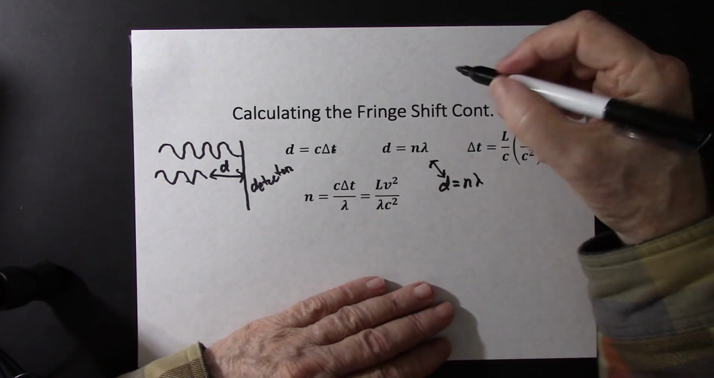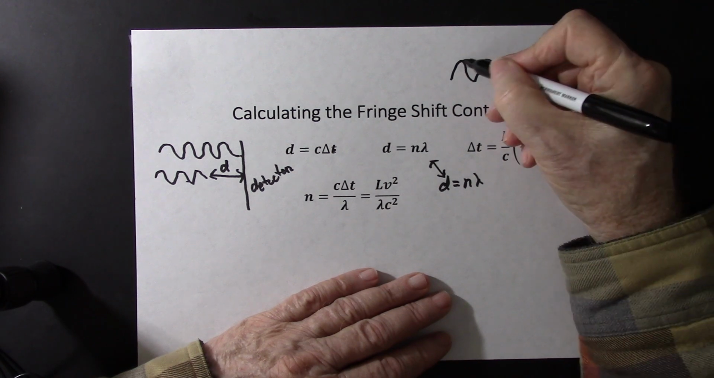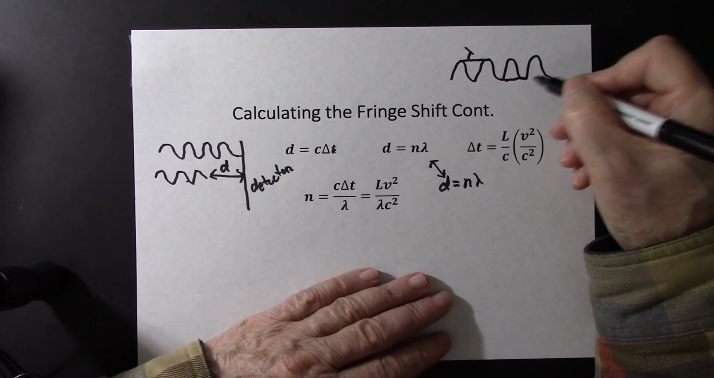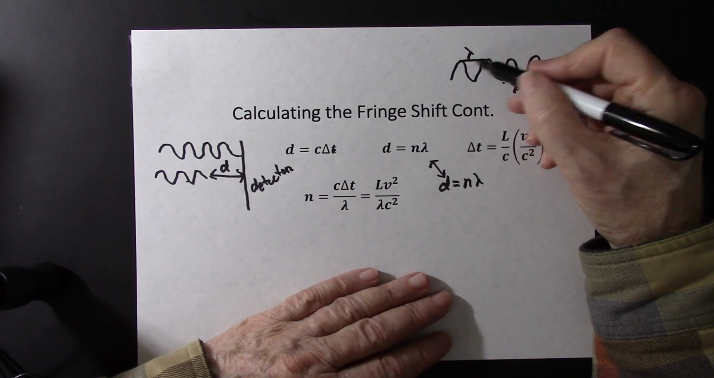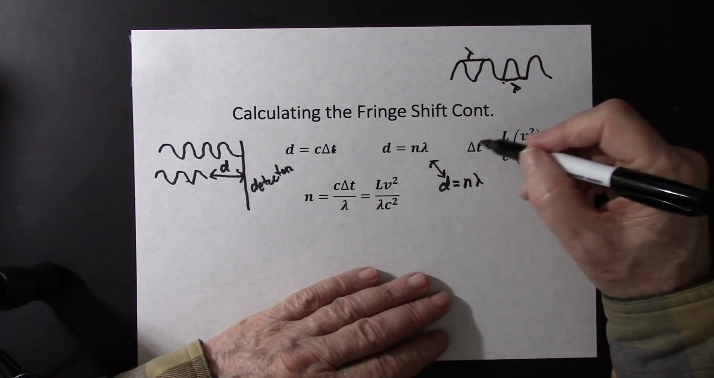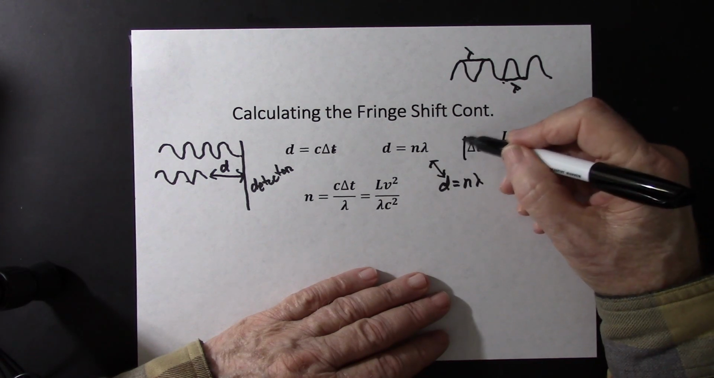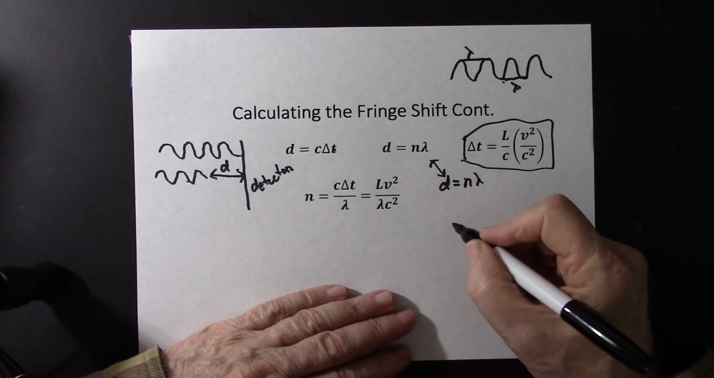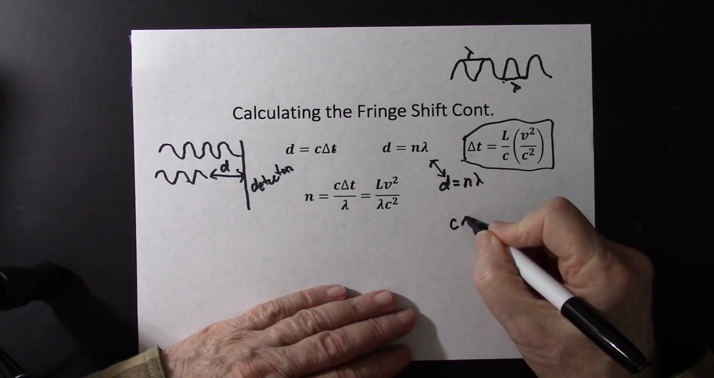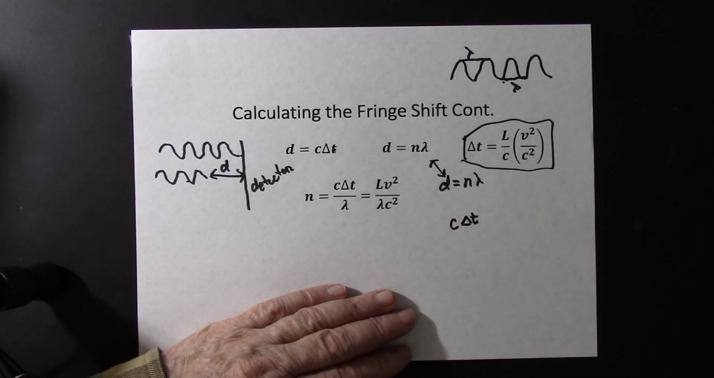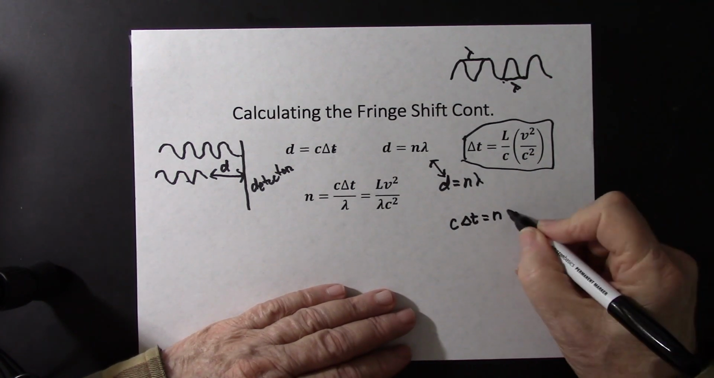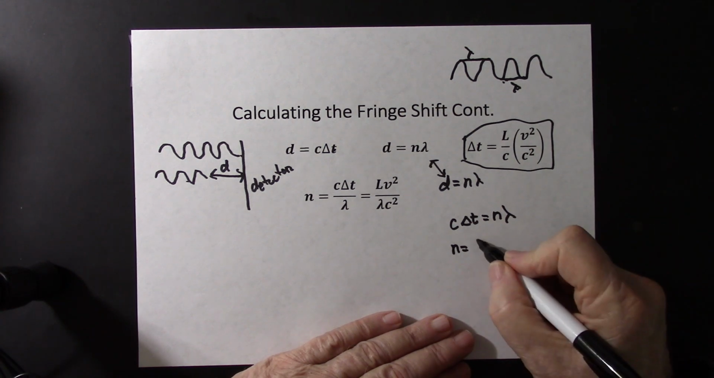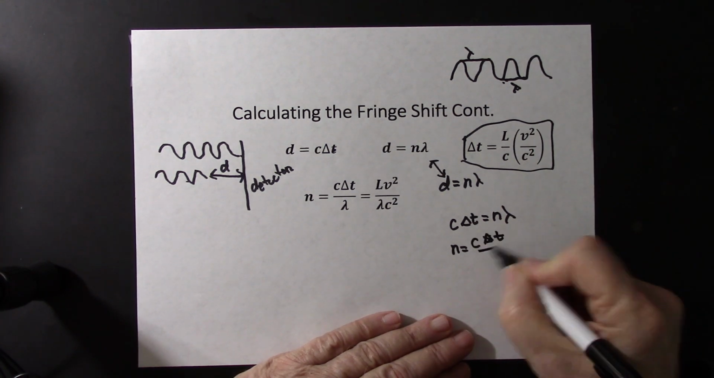Now, why is that? If you have a wave, this is lambda, that's the wavelength. It's just the distance between two crests or two troughs. So we remember that delta t is equal to that, and we can set these two things equal to one another. So we would set c delta t equal to n times lambda. That would say that n is equal to c delta t divided by lambda.